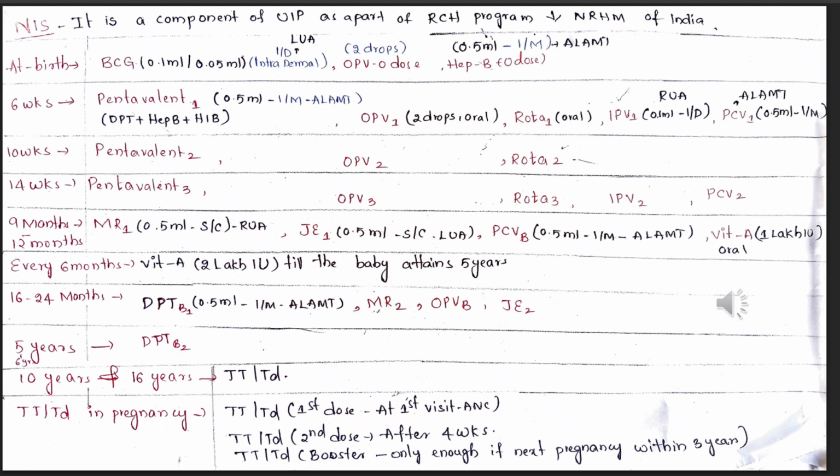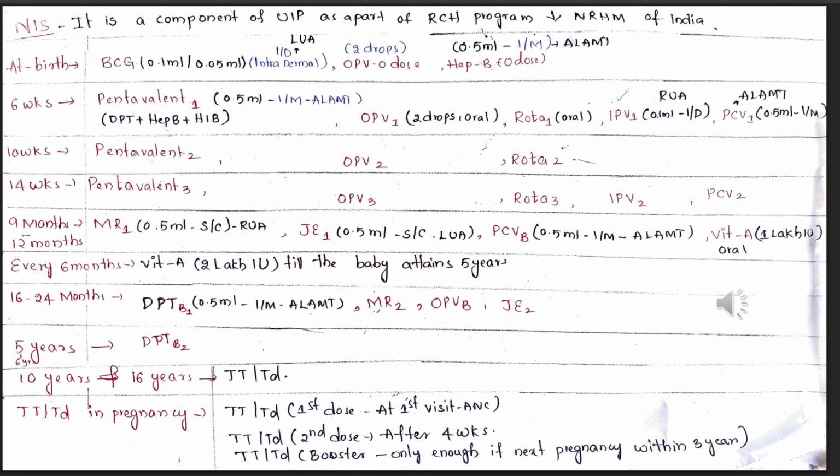If we are giving within 1 month of age, we give 0.05 ml, or after 1 month of age 0.1 ml. The route is intradermal, given at the left deltoid or left upper arm. LUA means left upper arm. If we are not giving BCG at birth, we can give it till 1 year of age. BCG vaccine is given for protection against tuberculosis.